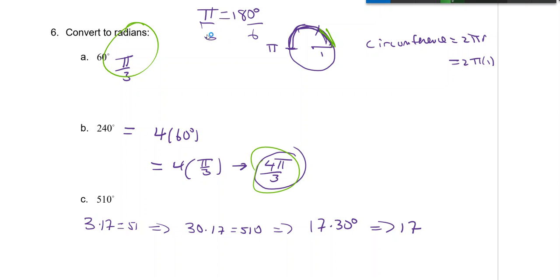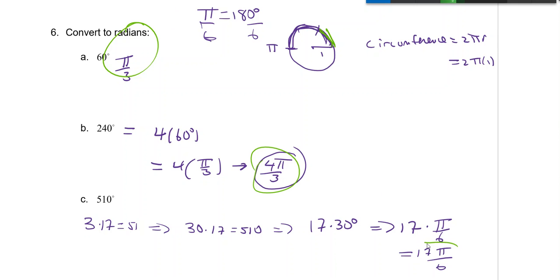So to get to 30 from 180, I divide by 6. So if I divide pi by 6, I get the equivalent of 30 degrees in radians. So this is 17 times pi over 6, otherwise known as 17 pi over 6.